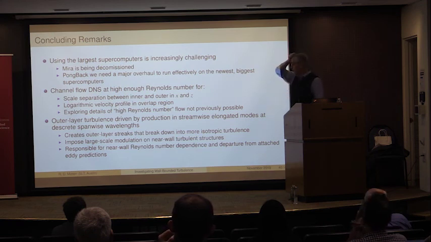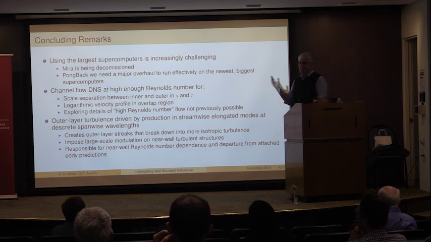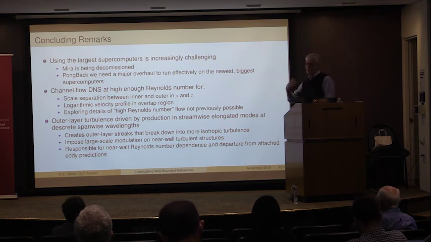The code Pumbaa would need a major overhaul if we were to run it effectively on the next generation. And that's becoming increasingly a problem. So you go from one generation to the next, which is only four years. Our codes, to use them effectively, end up having to be rewritten. And that's a real problem.